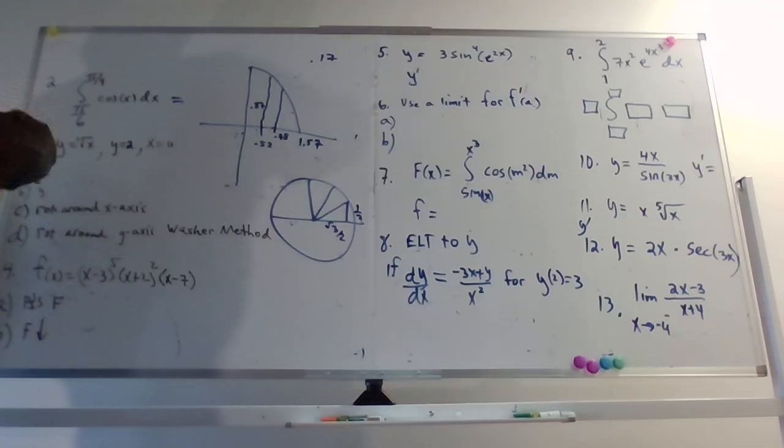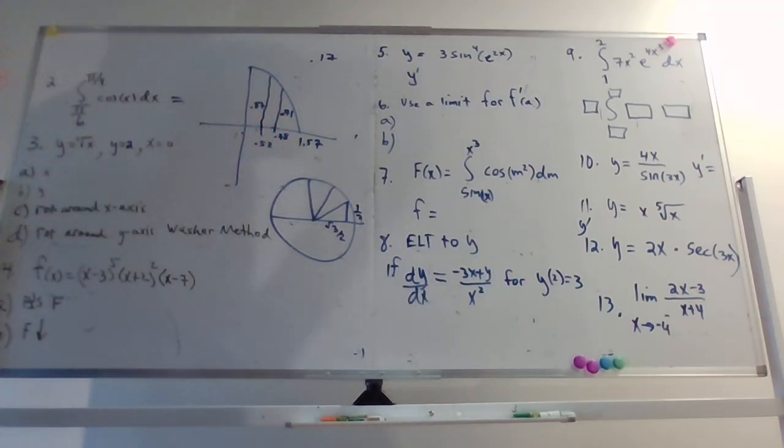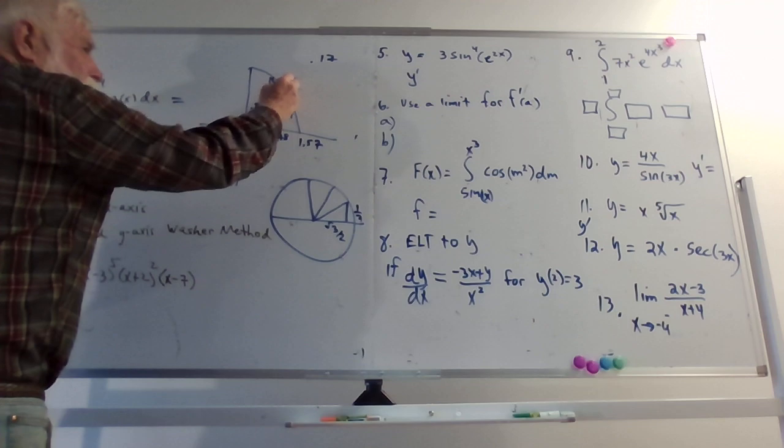Cosine of pi over 4 is root 2 over 2, which is 0.71-ish. Right, so I like to have those memorized. I think you should too, or I wouldn't be having you do this. Very close to a trapezoidal rule.